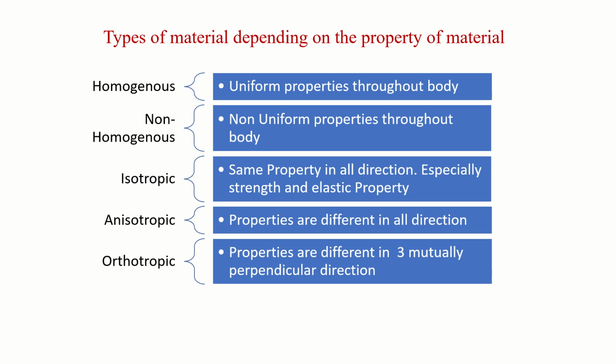They are homogeneous, non-homogeneous, isotropic, anisotropic, and orthotropic, based on how the properties behave throughout the body of the material. When a material is orthotropic in nature, the property will be different in three mutually perpendicular directions. We all know the three mutually perpendicular directions are x, y, and z, and the properties are different in each of them. This is how materials are classified based on their properties and nature in different directions.